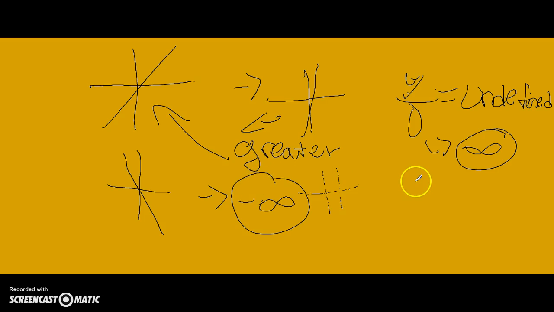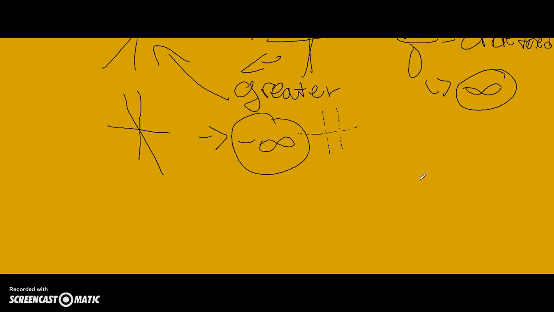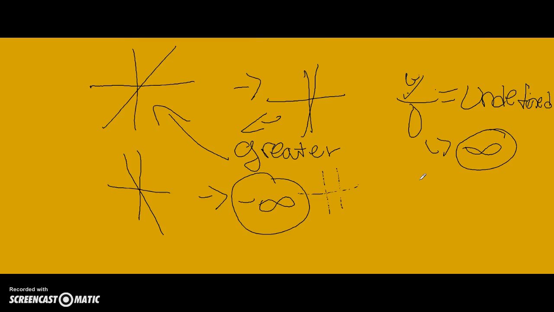There are lots more reasons why we can't divide by 0. So we call it undefined. Any number divided by 0 is undefined because there's no solution for which this is true.